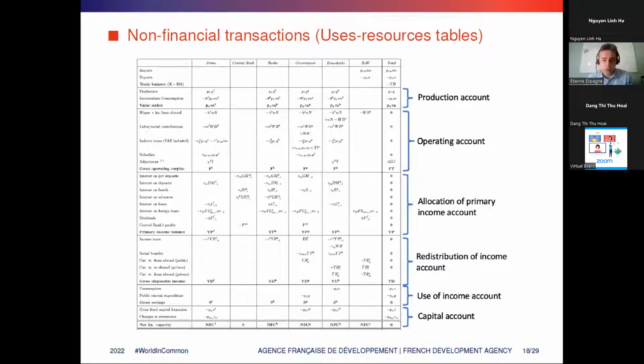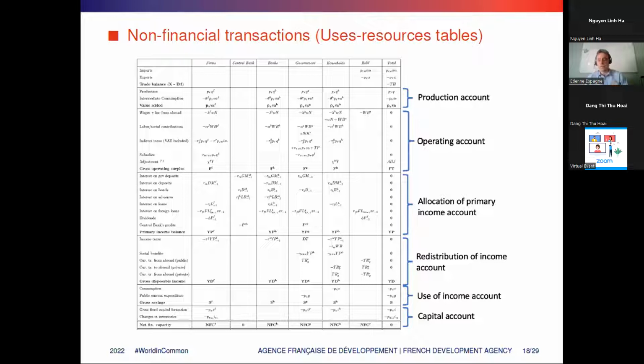That's the real side of the economy, the non-financial transactions. So you see the same actors: firms, central bank, banks, government, households, and you have the decomposition of GDP in the 3 ways: the production account, operating account, then the allocation of primary income accounts, then the redistribution of income account, and you end up with the net. The last line is the net financial capacity.